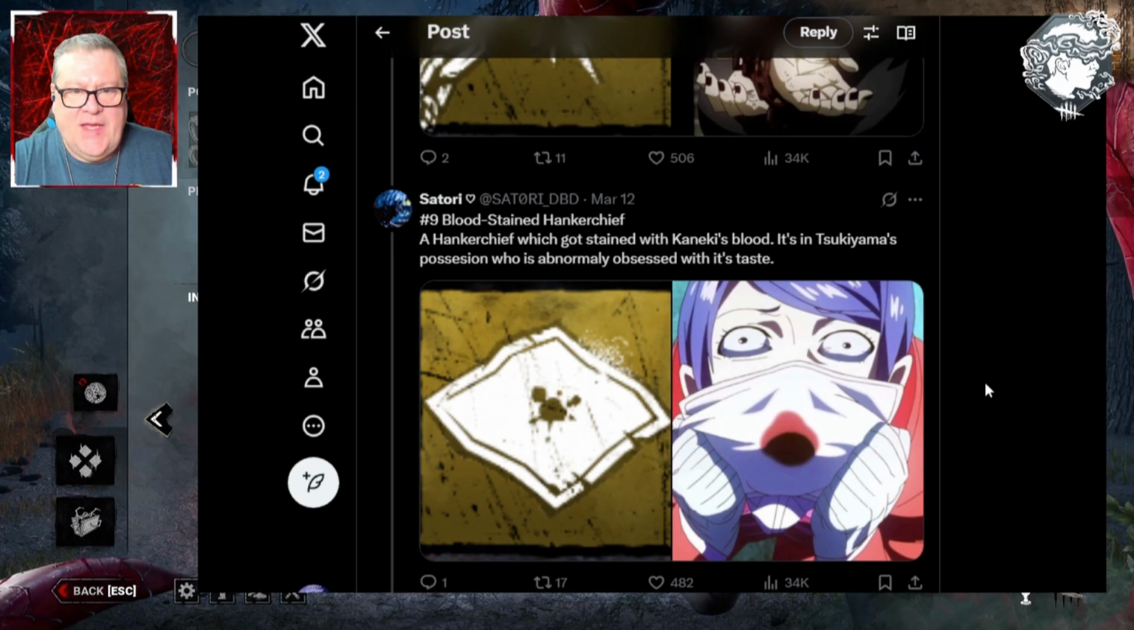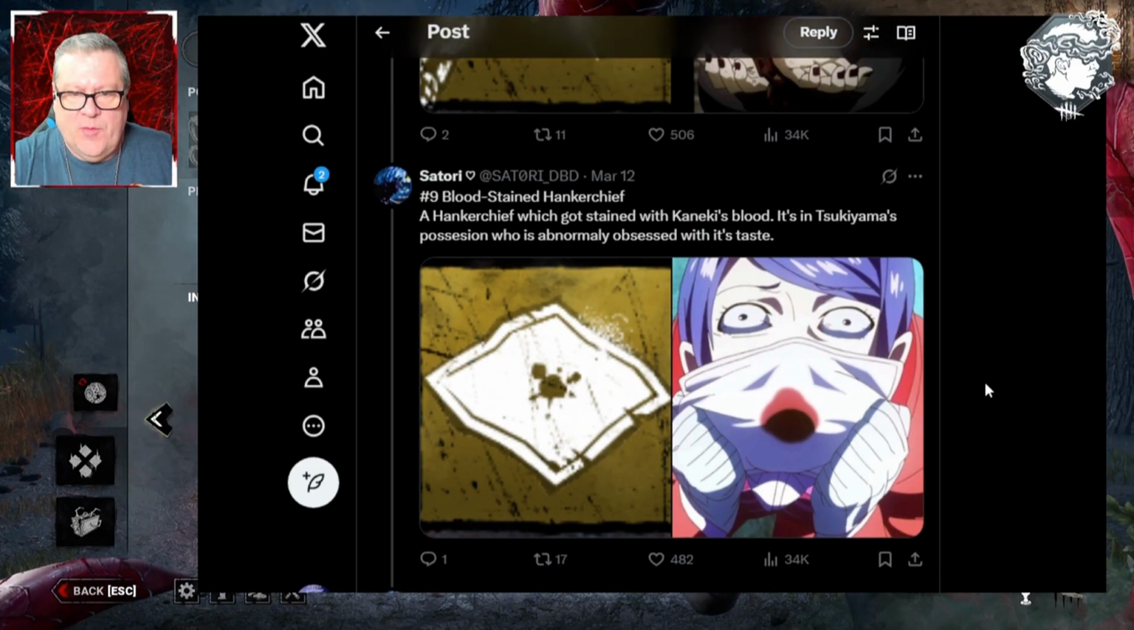Satori, the blood-stained handkerchief. A handkerchief which got stained with Kaneki's blood. It's in Tsukiyama's possession, who is abnormally obsessed with its taste. Yeah, this is the gourmet who wants to eat Kaneki's flesh here, the gourmet.